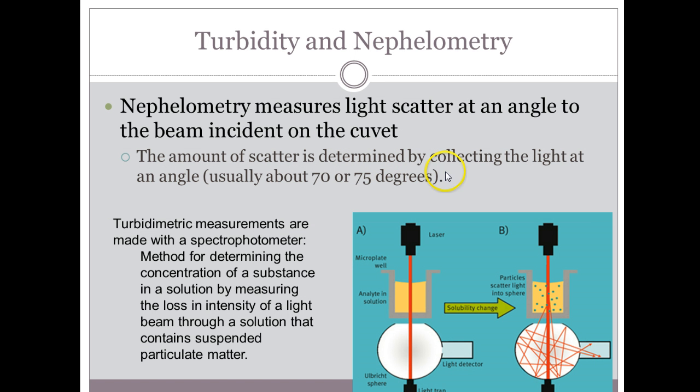Nephelometry measures light at an angle to the beam incident on the cuvette once again. Here's an example. This is the sample, the yellow. And if you had a sample where there's a lot of antigen-antibody reactions present, and the example we would use would be for immunoglobulin testing, and there's a lot of particles in here, it's going to scatter light like crazy. So you'll have more light scatter coming out the side.